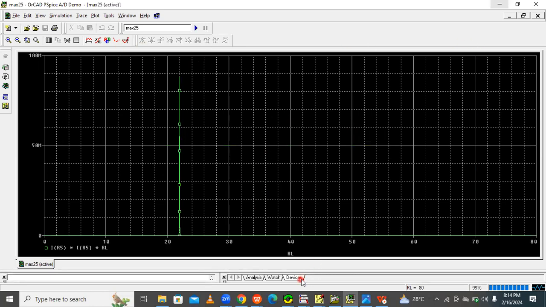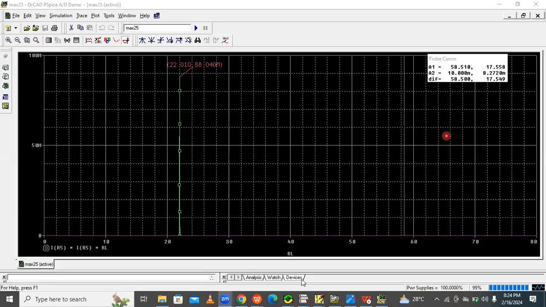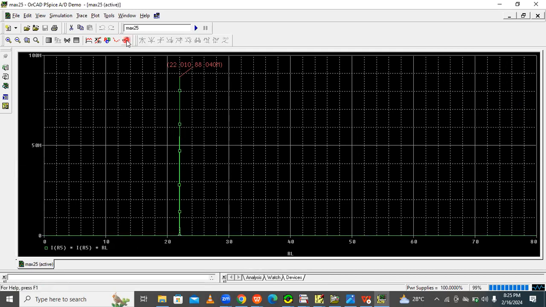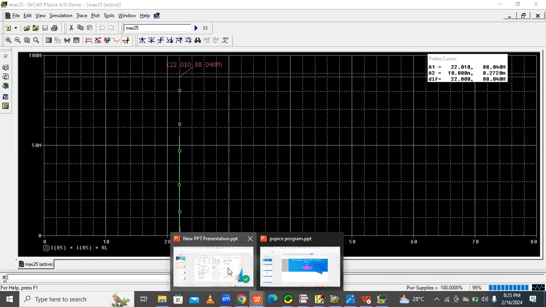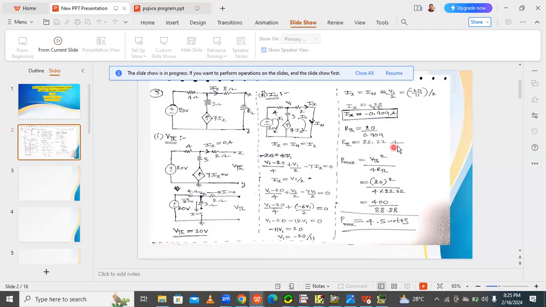Just check the settings again. Here, the load resistance at maximum is around 22.010. At that load resistance point, we will get maximum power. So Thevenin's resistance is 22.22.